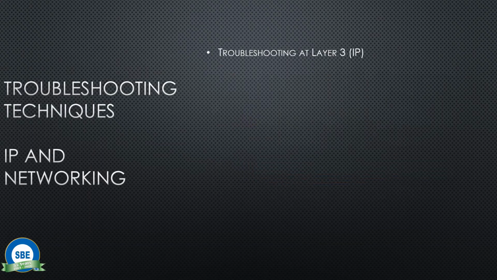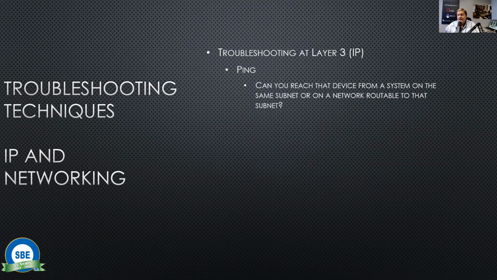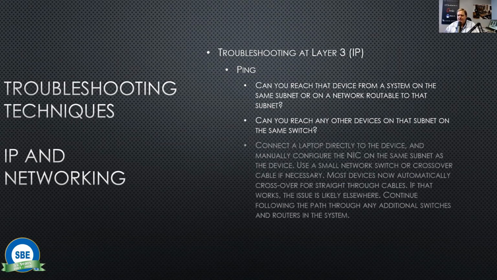So the next layer up would be troubleshooting at layer 3, the IP layer. The ping tool basically allows you to just see if an IP address is alive, how long it takes to get to and from that IP, the round trip. Can you reach that device from a system on the same subnet or on a network routable to that subnet? Can you reach any other devices on that subnet on the same switch? And then try connecting a laptop directly to the device and manually configuring the NIC on the same subnet. Can you talk to it that way? And if not, then there's probably a problem with that particular device. So again, just continue following the path through the system through any additional switches and routers.